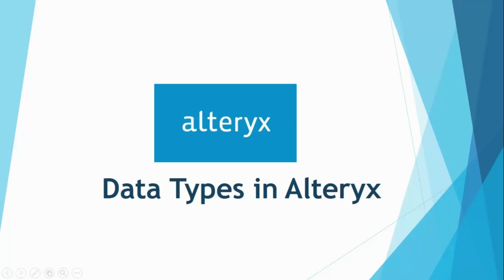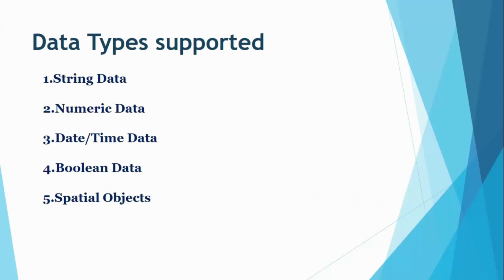In this video, we are going to talk about the data types that are supported in Alteryx. As we know, Alteryx is a self-service data analytics tool that makes the process of ETL easier. It is a super tool that combines the functionalities required for data preparation, geospatial analysis, and data science. Mainly, to support all these functionalities, Alteryx uses these 5 data types: string data, numeric data, date and time data, Boolean data, and spatial objects.